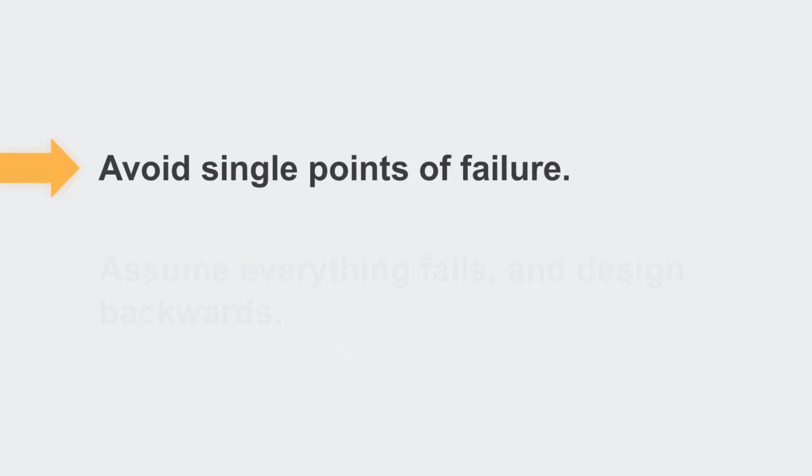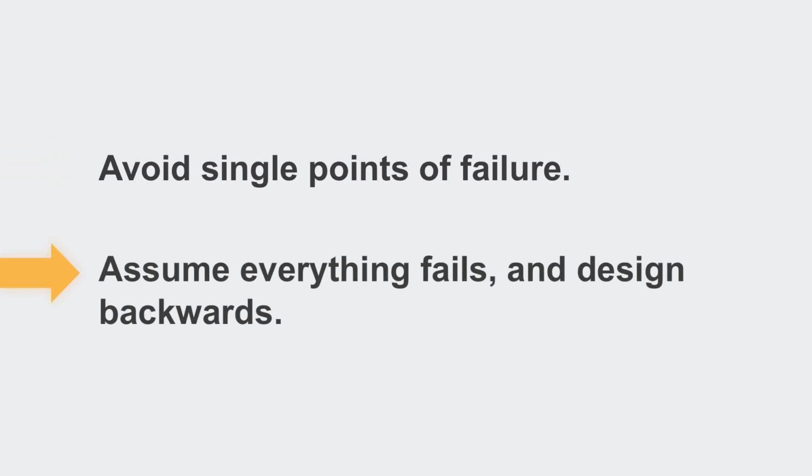First, you should avoid single points of failure. So within your entire architecture, there should never be one particular system that, were it to fail, would take down your entire architecture. Assume that everything is going to fail and design backwards from that.